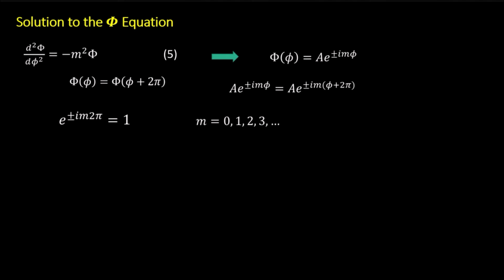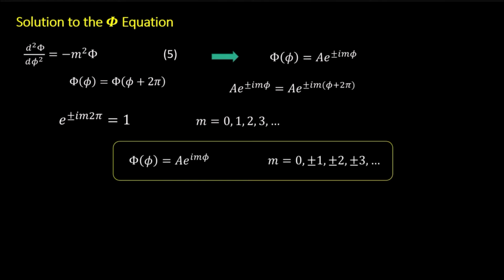So the solution to the phi equation can be written as a e raised to i m phi, with the values of m restricted to 0, plus or minus 1, plus or minus 2, plus or minus 3, etc. Actually this plus or minus symbol is transferred into the values of m, so that we write this simply as a e raised to i m phi. And this constant m is usually called the magnetic quantum number.